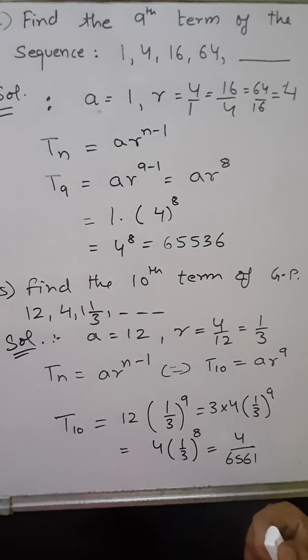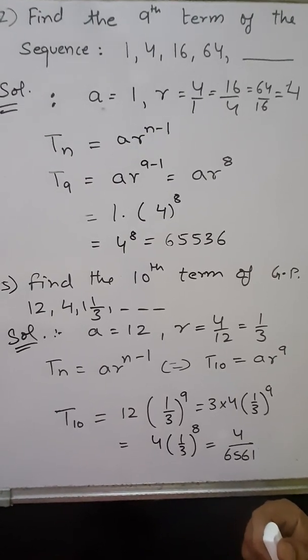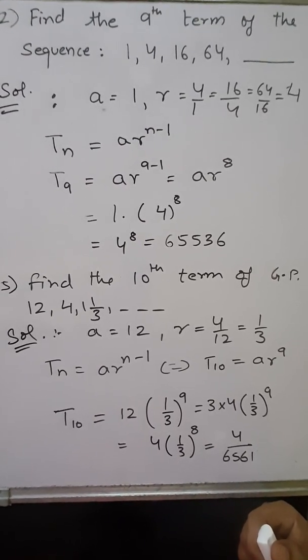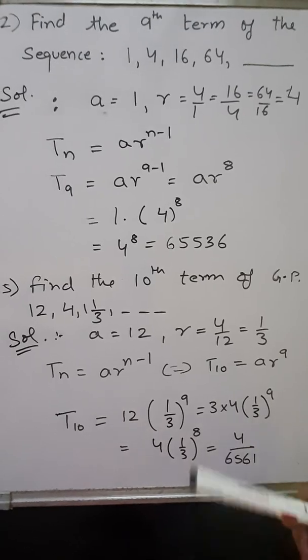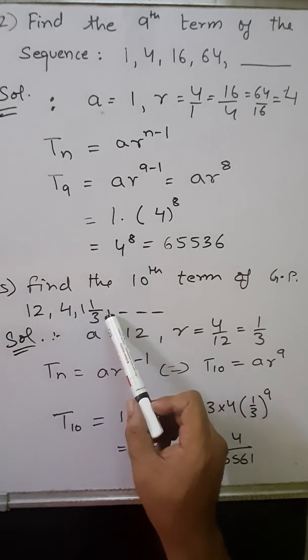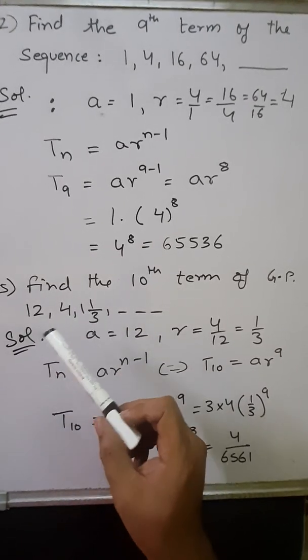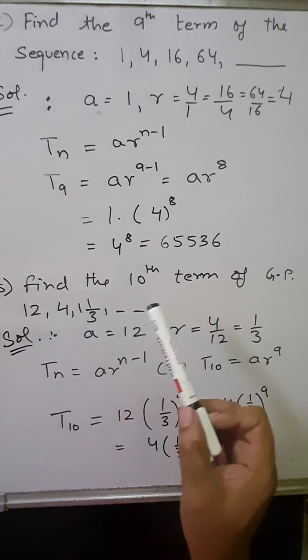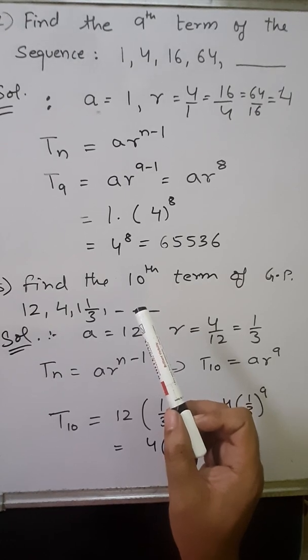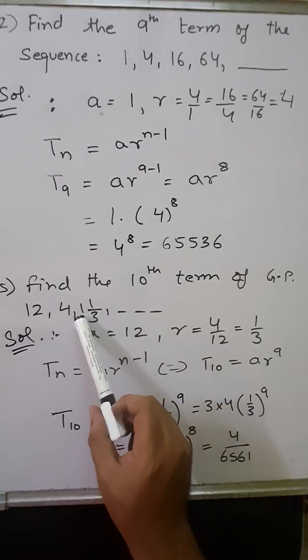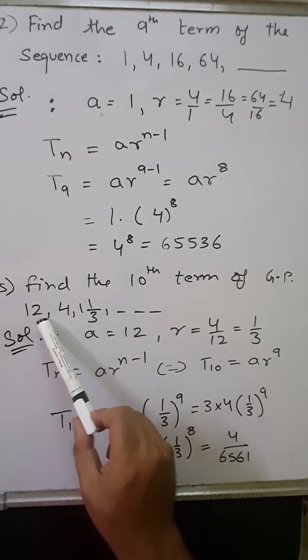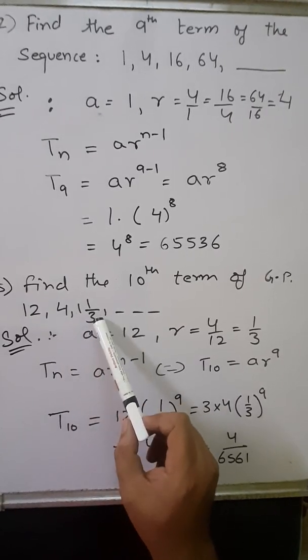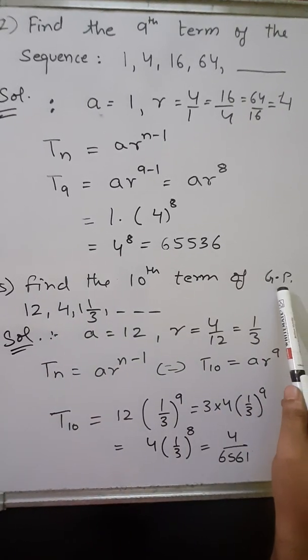Right. Now see another sum, children. In this sum, the question is to find the 10th term of the geometric progression. Here the geometric progression is given, so we don't have to check whether the common ratio is the same or not. We will check whether the common ratio is the same when it is not given that the sequence is a geometric sequence. Remember, children. So here the sequence is 12, 4, 1 whole 1 by 3. It's a geometric progression given in the question.